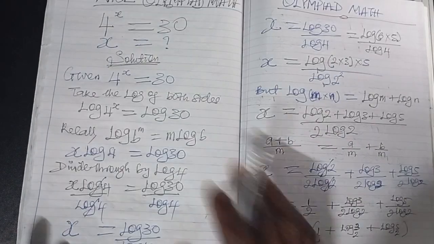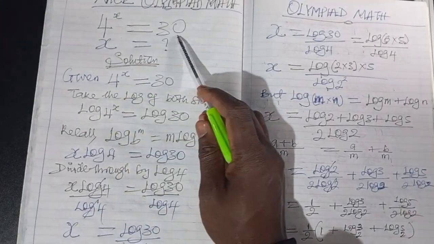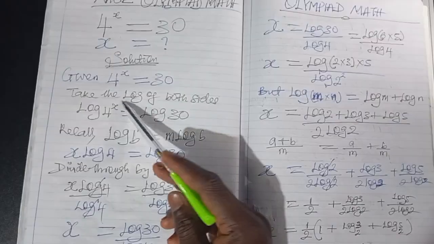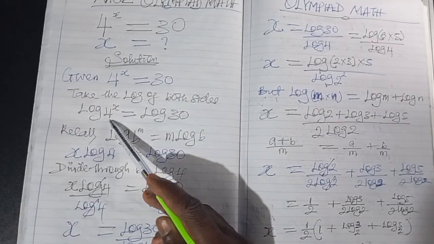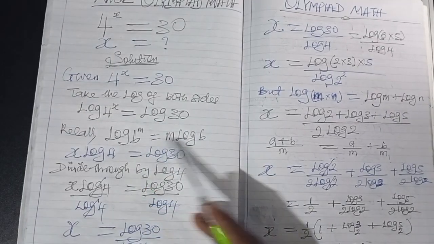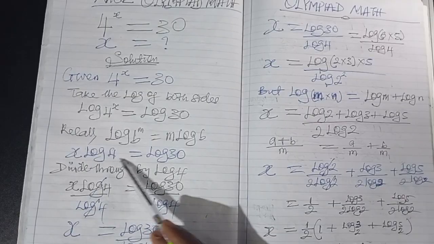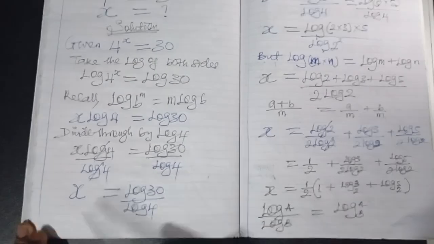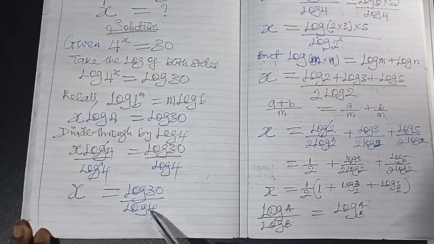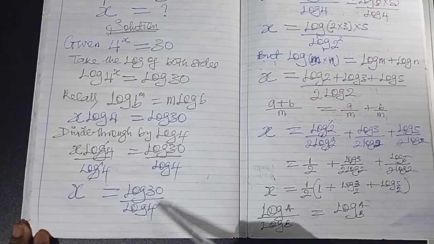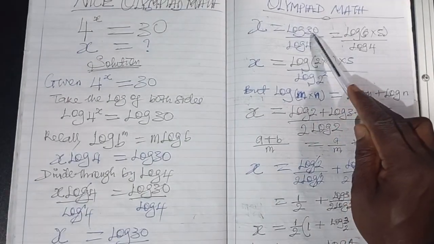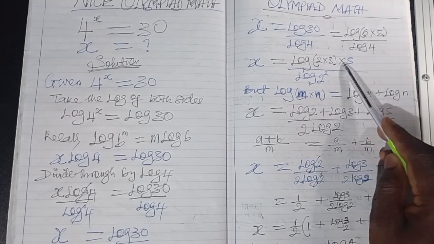Now a quick recap. We were given 4 raised to the power x as 30. We are required to find x here. So take the logarithm of both sides and have log 4 raised to the power x equals log 30. Then applying this rule, you have x log 4 equals log 30. Divide through by log 4 and you have x equals log 30 divided by log 4. But we still have a common factor between 30 and 4, which is 2. That is why I expressed log 30 as 2 times 3 times 5.